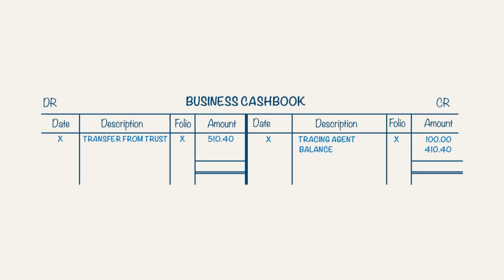Before we pay the correspondent attorney, the business account must recover the following amounts: the instruction fee amount, the collection commission, and the tracing agent fee. The amount due to the business is R510.40.